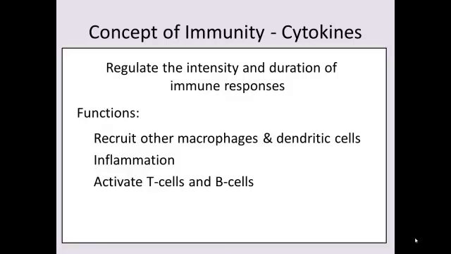In other words, T cells and B cells are part of the adaptive immune system, so they activate the adaptive immune system when the innate immune system has been stimulated.